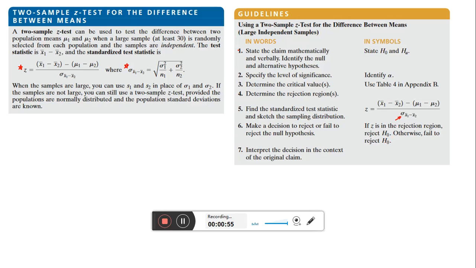Okay, and here are the steps. They should be looking pretty familiar. We're just going to walk right down and complete this two sample z-test. All right, so if you need to press pause, go ahead and do so. I'll wait a few seconds and then we'll move on with the examples.